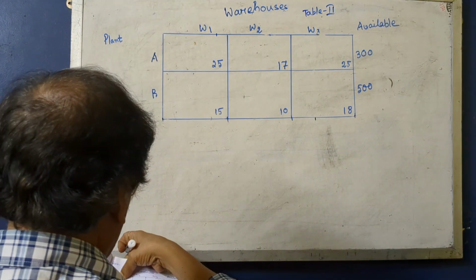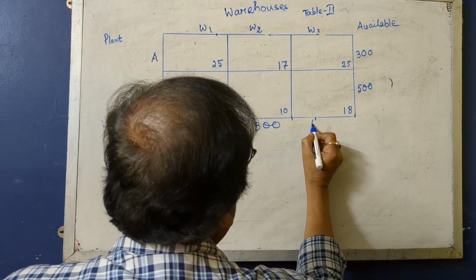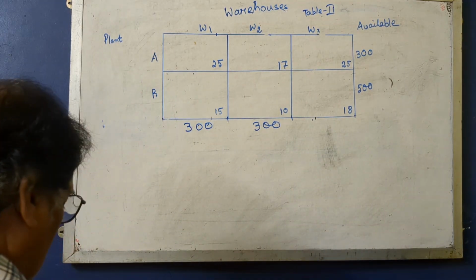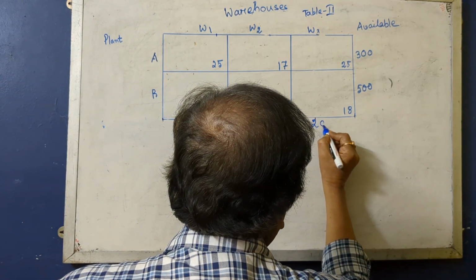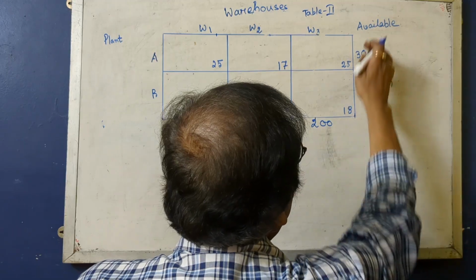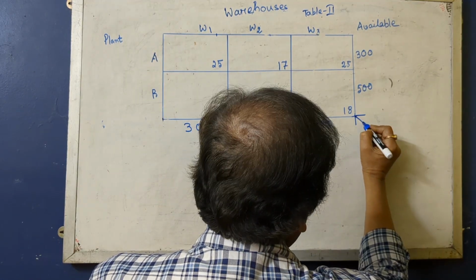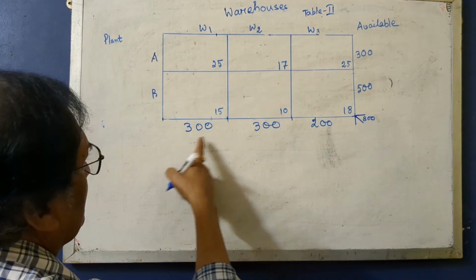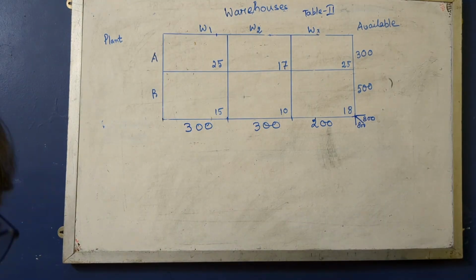What is the availability? 300, 300, 300 and not 500. Now how much do you need? Because you have already allocated 300, the remaining requirement is 200. You can check that the total requirement and the total availability are always the same. It is not required in every step, but I will show you as it is the first step: 300, 300, 800. Always it will be the same.